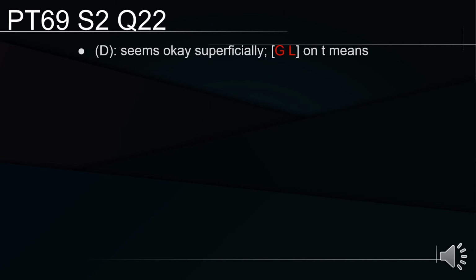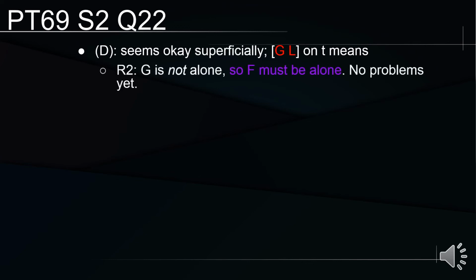So moving on to answer choice D for 22. D, kind of like C, seems okay superficially. D suggests that G and L as a pair are the entirety of the roster on Team T. That means, just like last time, that since G is not alone, it being paired with L here, F must be alone according to Rule 2.